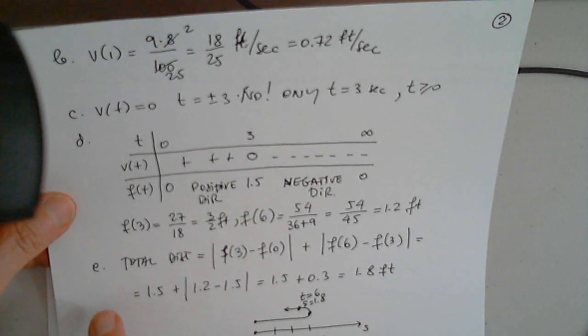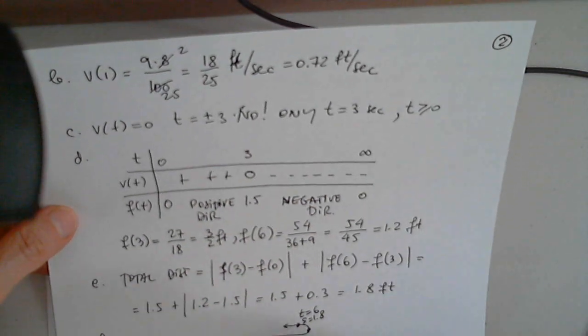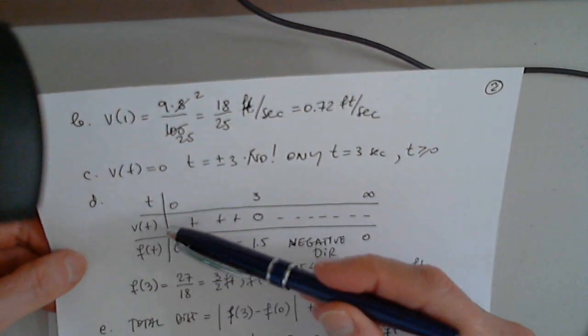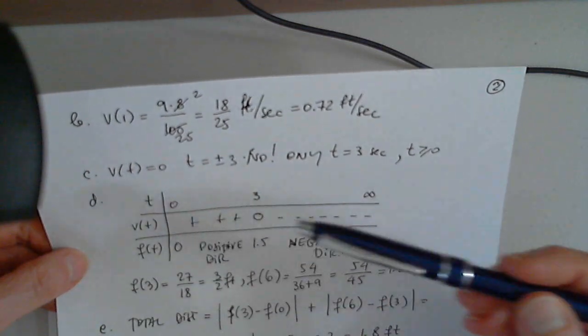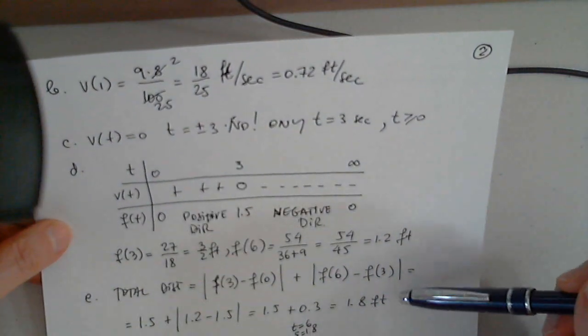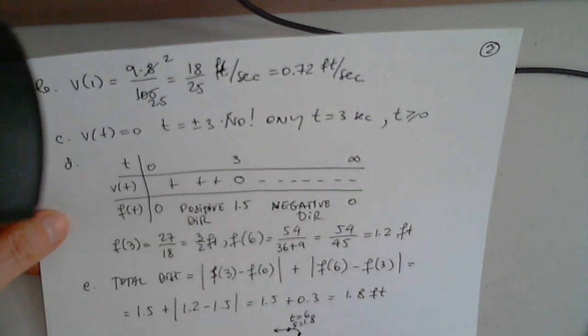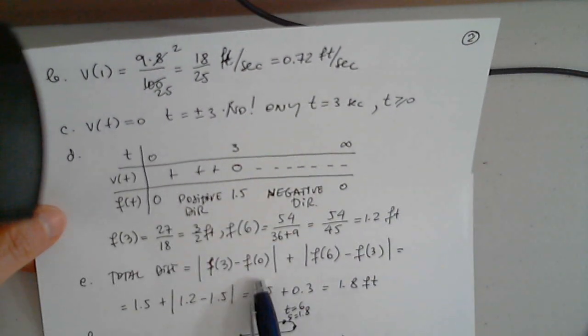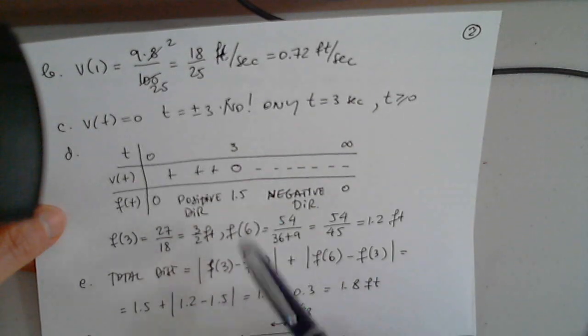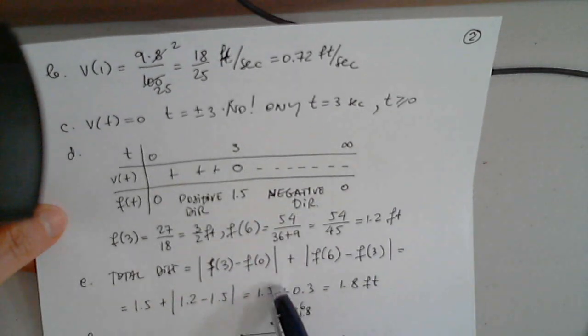That's all right. Okay, now total distance. So I have to determine the distance between 0 and 3, and the distance between 3 and 8. We're asked to stop at 8. So I'm adding the positive distance, which doesn't really need the absolute value, but to be consistent, f of 3 minus f of 0.